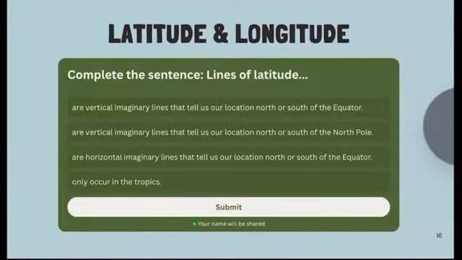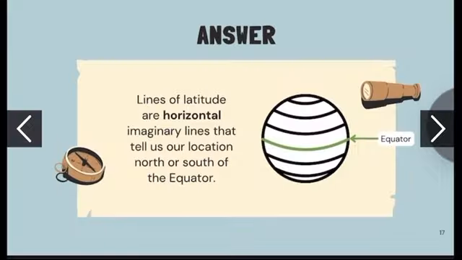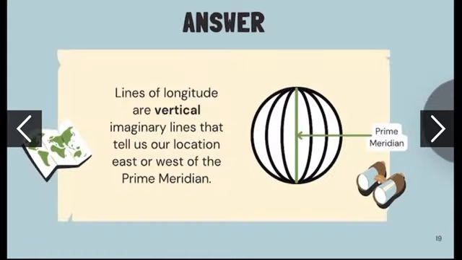Latitude and longitude. Let's complete this. Lines of latitude are the horizontal imaginary lines, which tell us our location north or south of the equator. And then lines of longitude are the vertical imaginary lines that tell us our location east or west of the prime meridian.